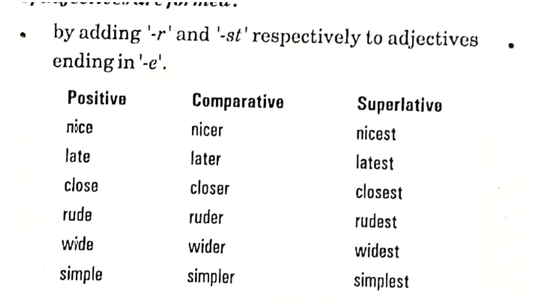Likewise, late, later, latest, close, closer, closest, rude, ruder, rudest, wide, wider, widest, simple, simpler, simplest. So these were some adjectives which end with E, and the formation of comparative and superlative is with R and ST respectively.